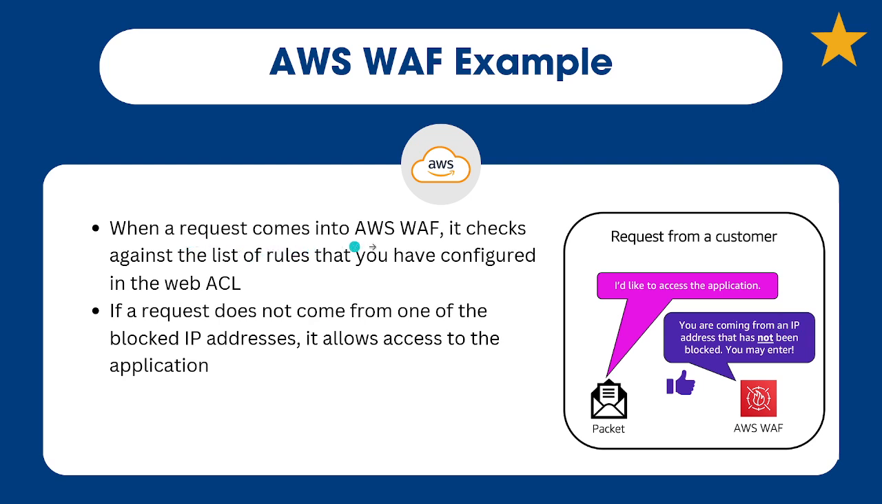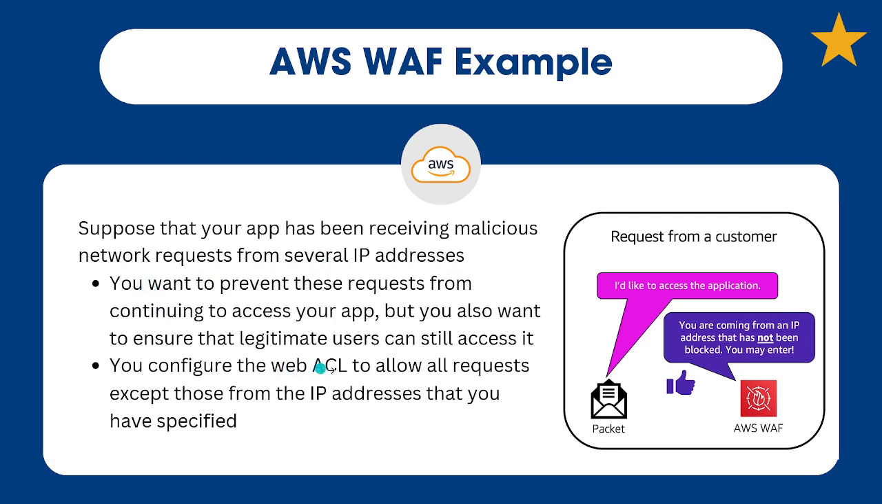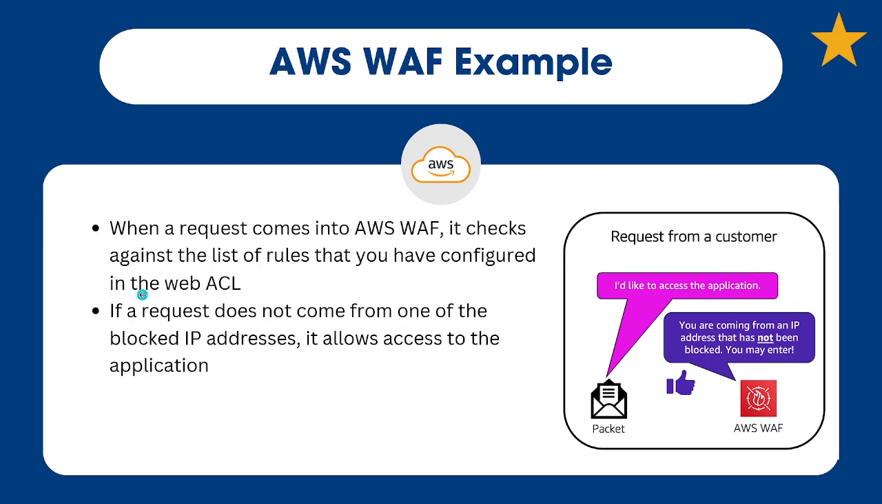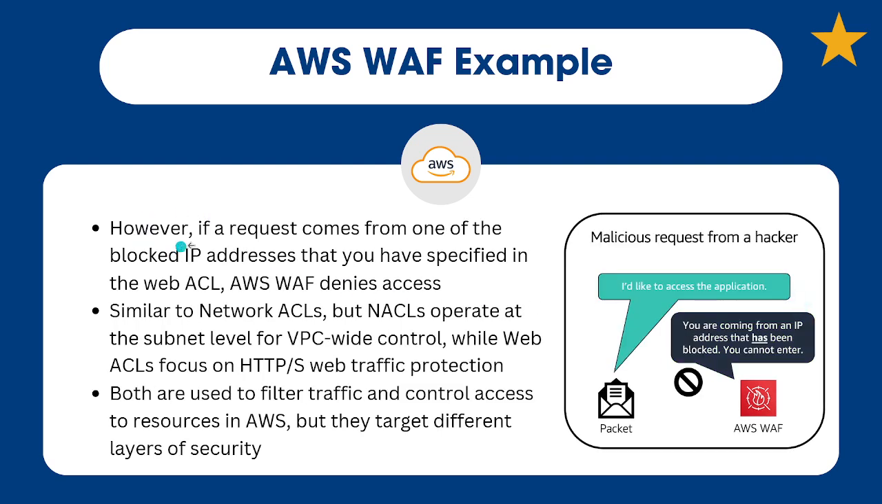When a request comes into AWS WAF, it checks against the list of rules I have configured in the web ACL. So web ACL, again, it's for a particular resource, for example, your website or your app. If a request does not come from one of the blocked IP addresses, it's going to let it right through. It's going to pass that firewall. However, if a request comes from one of the blocked IP addresses, that's where your firewall kicks in. You're not on the list, so AWS WAF will deny access.